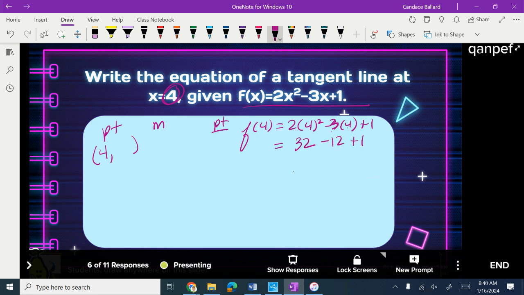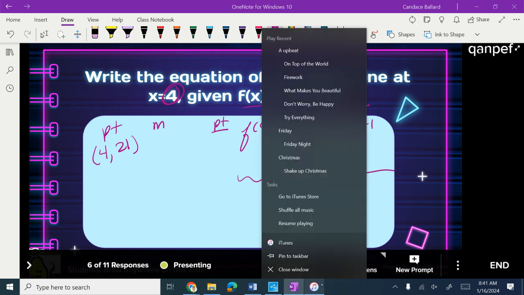Negative 12. And I don't think I need a calculator for this one. I think I can do this one in my head. What's 32 minus 12? 20 plus 1? 21. So my point is (4, 21). Okay, and it's not a big deal that 21 seems like a big number to us. All right. We got to find the slope.